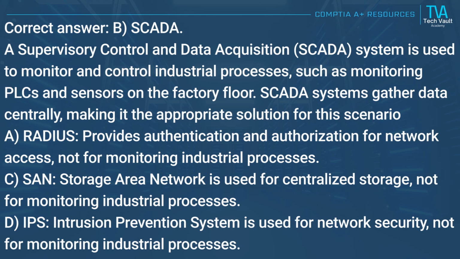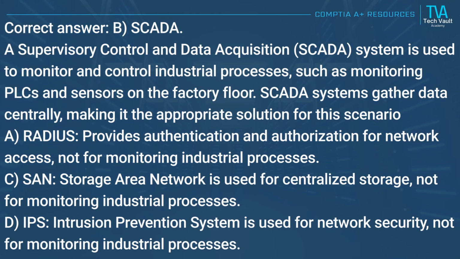Correct answer, B. SCADA. A supervisory control and data acquisition (SCADA) system is used to monitor and control industrial processes, such as monitoring PLCs and sensors on the factory floor. SCADA systems gather data centrally, making it the appropriate solution for this scenario.